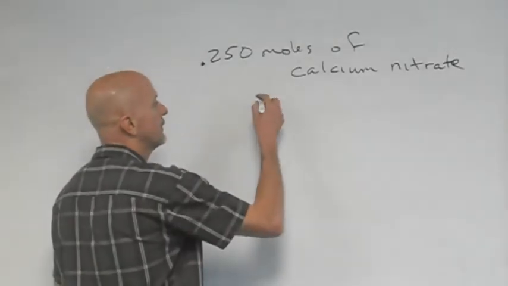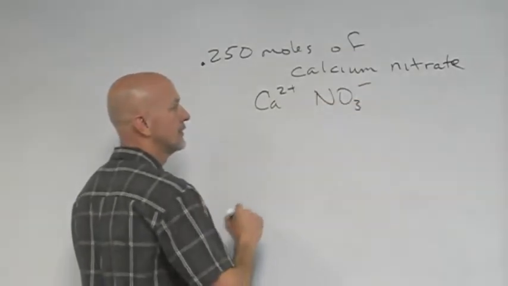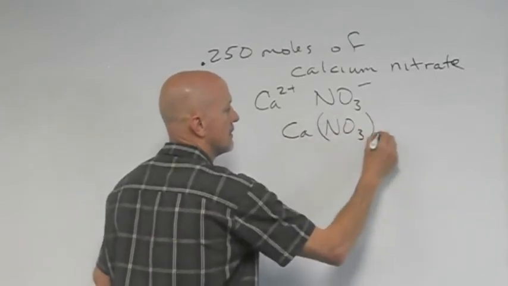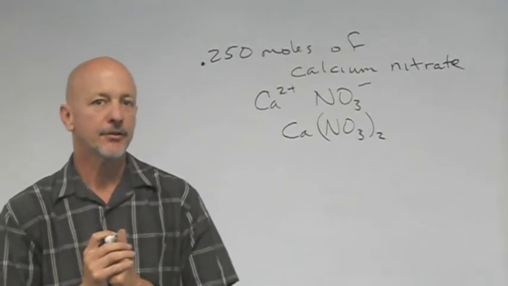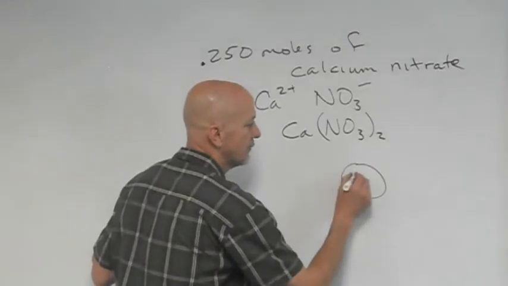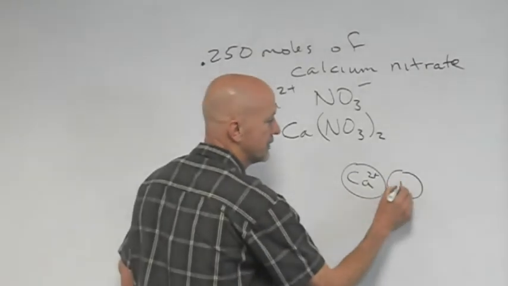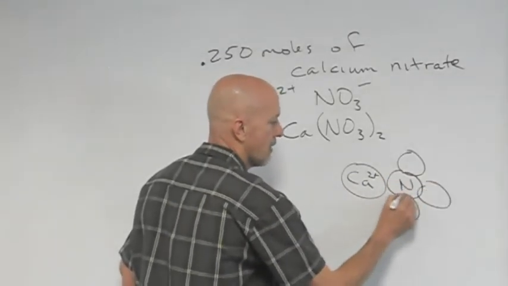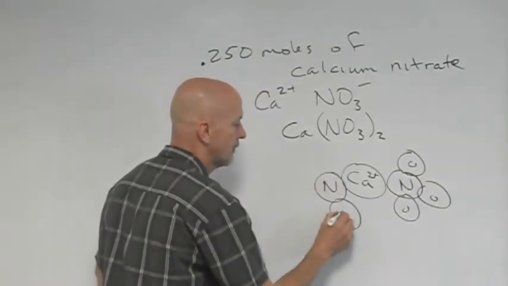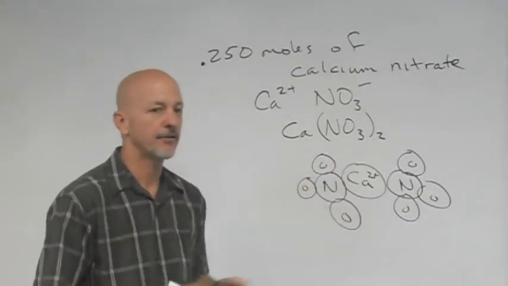So calcium nitrate, I've got calcium at 2+. Nitrate is NO3 single minus. I'm going to need 2 of these. There's my formula for calcium nitrate. Let's just, to review, of course, what does this compound look like? For every calcium, I have 2 nitrates. Nitrates are these polyatomics. There's 1 nitrate. Another nitrate would have this. There's calcium nitrate. Each compound, each formula has that.